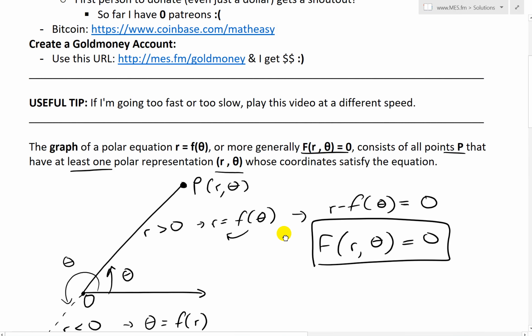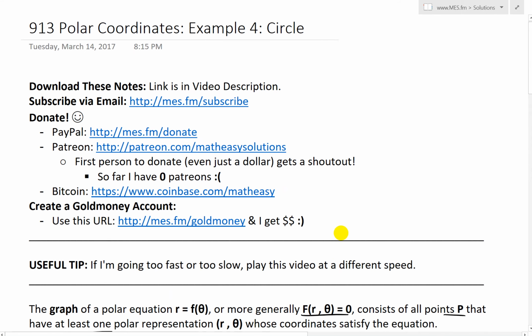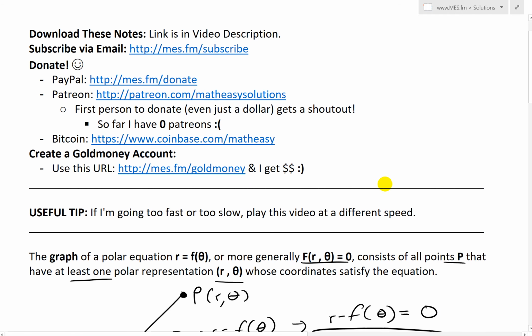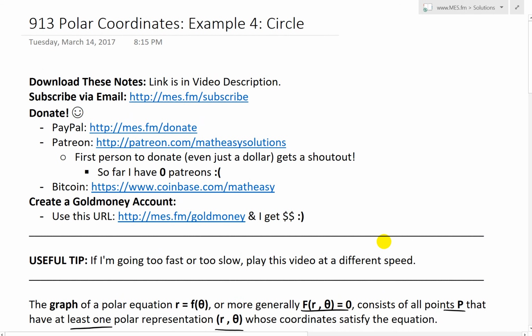It's pretty interesting. Anyways, that's all for today. Hopefully you'll learn from this interesting example on using polar coordinates to graph the circle and compare it with the regular Cartesian coordinates.